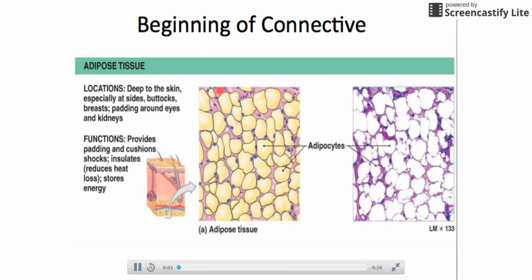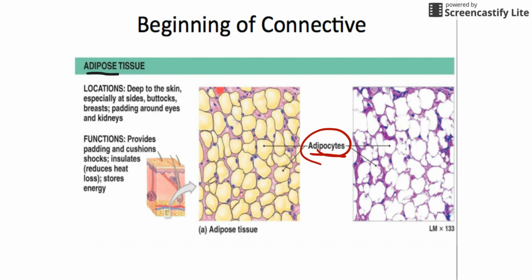All right, so let's take a look at the connective tissues, a big group of tissues called connective tissues. The first one in your packet is adipose tissue. Adipose is our fat tissue. The cells are called adipocytes, remember, fat cells, and all they do is store fat.